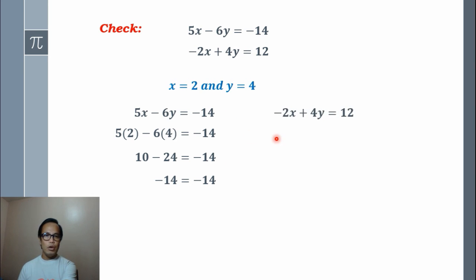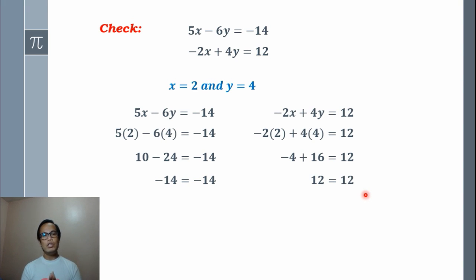Let's proceed to equation 2, which is negative 2x plus 4y equals 12. We substitute negative 2 times x, which is 2, plus 4 times y, which is 4. So negative 2 times 2 is negative 4. 4 times 4 is positive 16. Negative 4 plus 16 is of course 12, equals 12. Okay, so therefore we got a balanced equation for equation 1 and equation 2. Therefore, our values for x and y are correct.